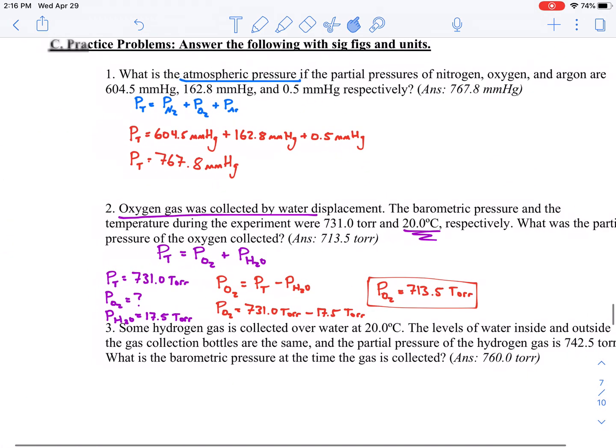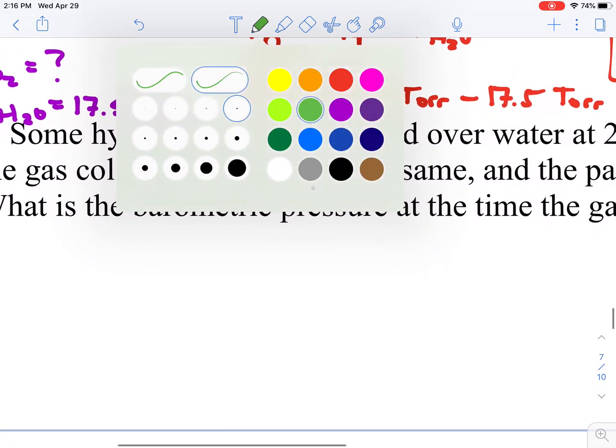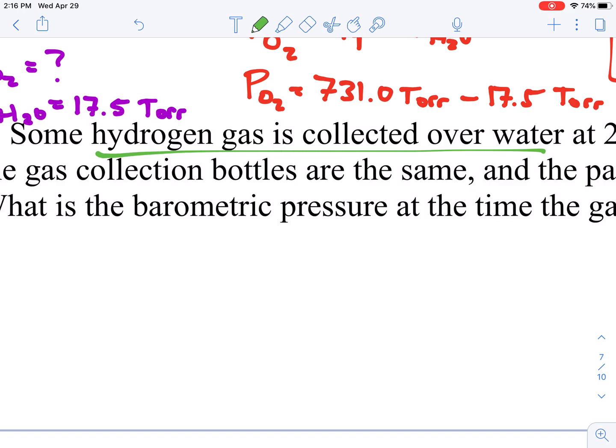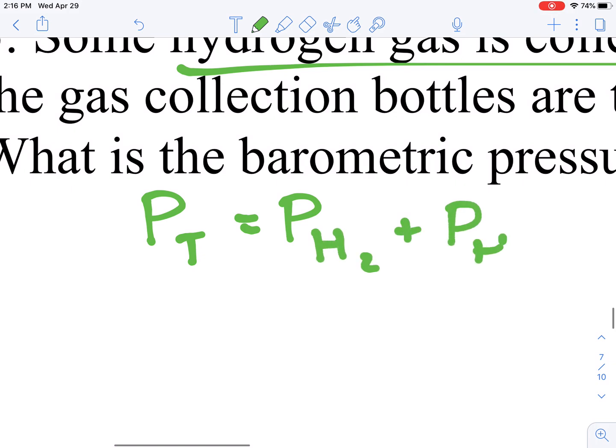All right, let's try one more. So now we're going to collect hydrogen gas, and we're told we're collecting hydrogen gas over water. So before we do anything else, let's jot down the formula that we're going to use when we collect a gas over water. We know that it is the partial pressure of our gas that we're interested in, which in this case is hydrogen, plus the partial pressure of water, and that's equal to the total.